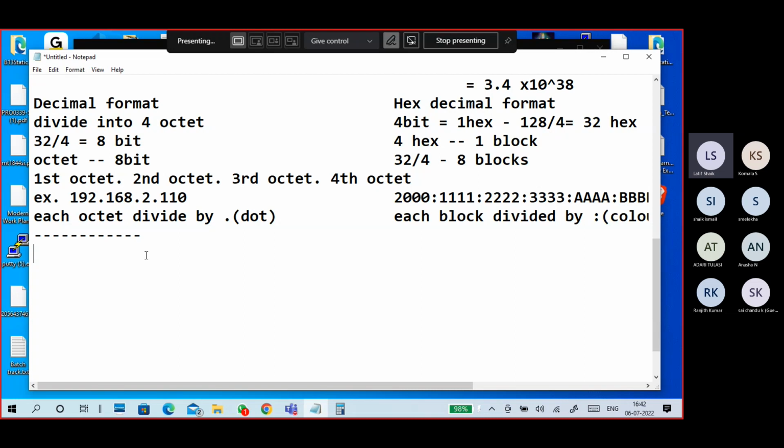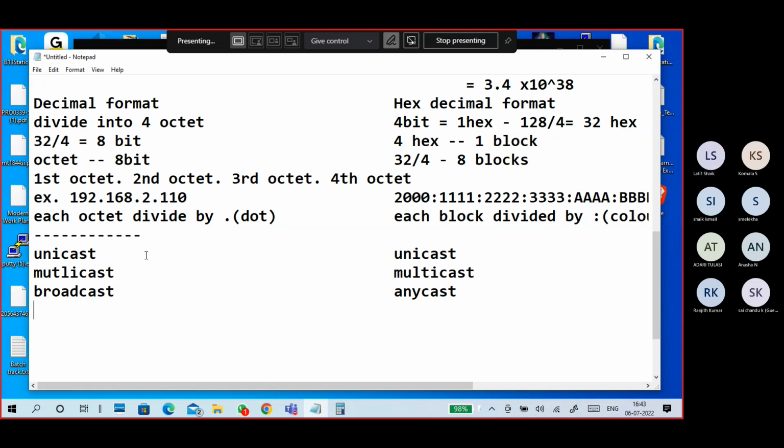There are some more examples, so we'll see that later, but not later, I'll show you now. Unicast, multicast and broadcast types of IP addresses are there. IPv6 has unicast, multicast, and anycast, but no broadcast. IPv6 has no broadcast, only unicast, multicast and anycast.